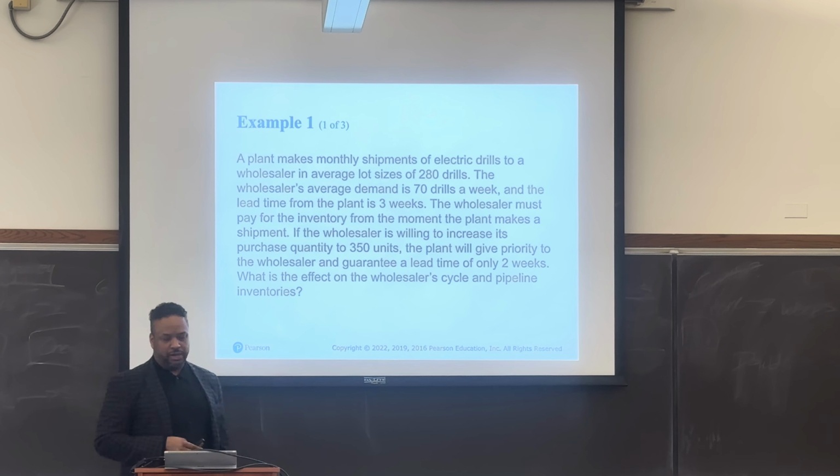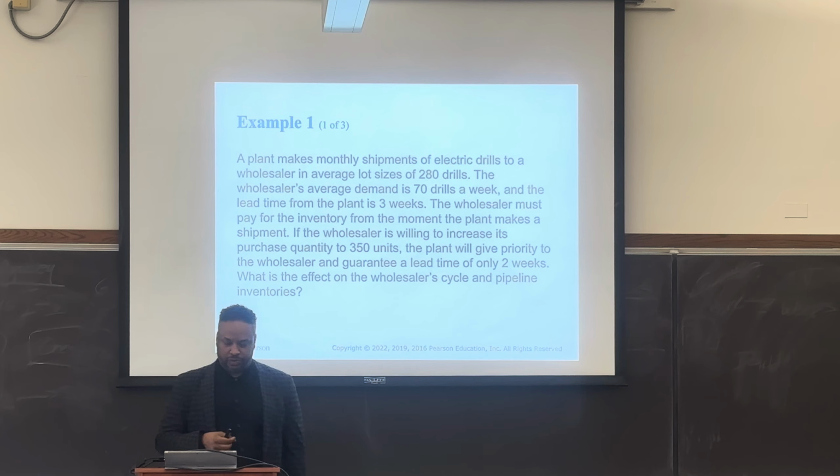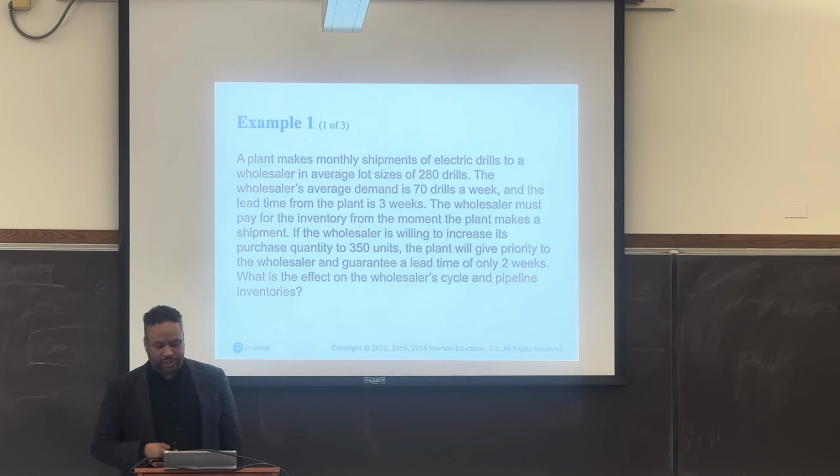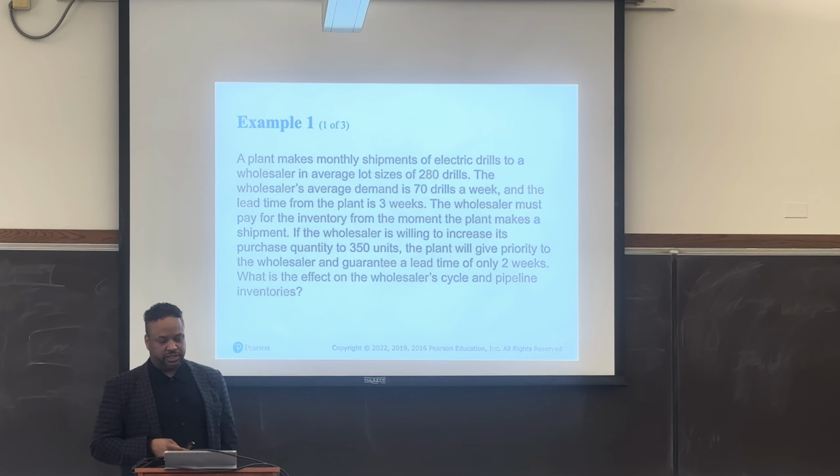A plant makes monthly shipments of electric drills to a wholesaler in an average lot size of 280 drills. So you're getting lots of 280 drills when they're shipped over to you. The wholesaler's average demand is 70 drills a week, right? So 70 times 4 weeks will be 280. And the lead time from the plant is 3 weeks. So it takes about 3 weeks before you can get your 280 drills.